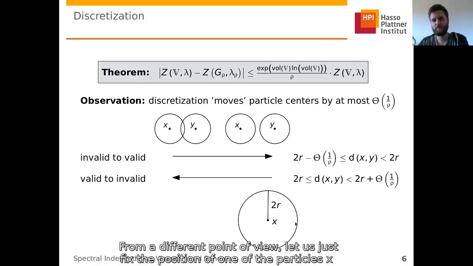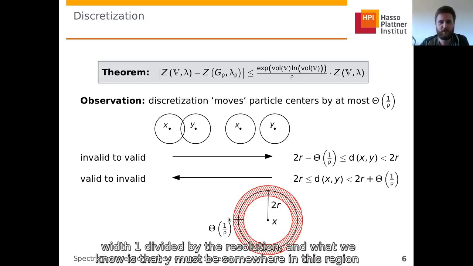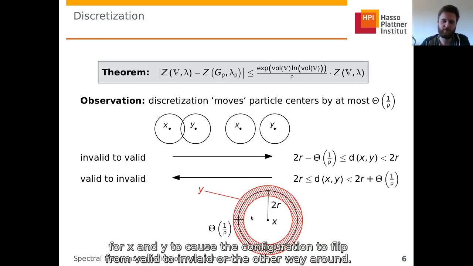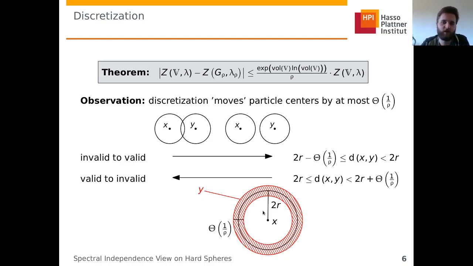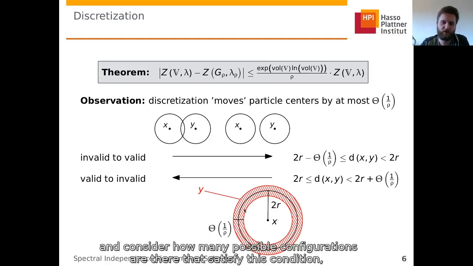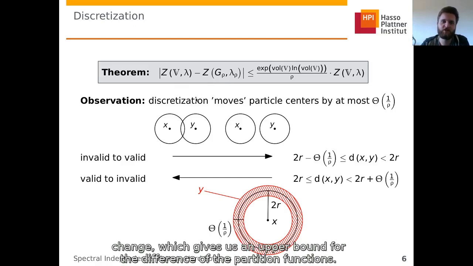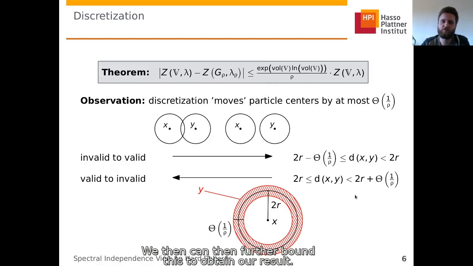So from a different point of view, let's just fix the position of one of the particles, x, and look at this ball of radius 2r. And now we look into this ring of width 1 divided by the resolution, and what we know is that y must be somewhere in this region for x and y to cause the configuration to flip from valid to invalid or the other way around. So what this means, if we just ignore all other particles and only look at each pair of particles and how many possible configurations there are that satisfy this condition, we get an idea of how we can obtain an upper bound on the set of configurations that change, which gets us an upper bound for the difference of the partition functions. And we can then further bound this to obtain our result.